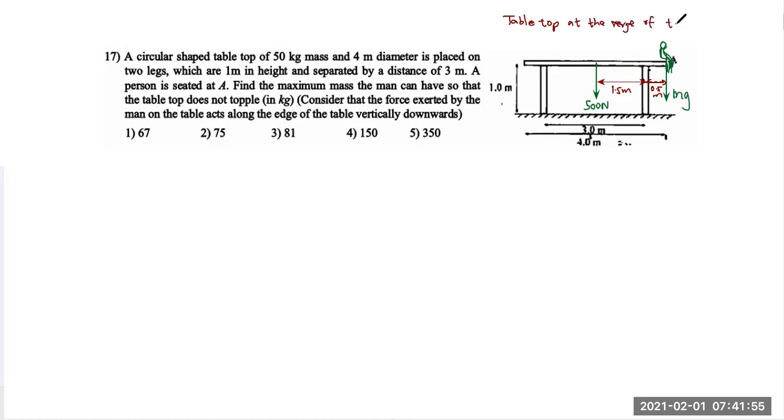If the tabletop is at the verge of toppling, what's going to happen now? If the tabletop is going to topple, if the man is seated here, this part is going to go down, this part is going to go up. Here it's going to go up, here it's going to go down. Right? That's common sense. So when the tabletop is at the verge of toppling, why am I using the term at the verge of toppling? Because they are asking for the maximum mass of the man. Therefore, we can assume that the contact of the tabletop with the leg at this part is almost vanishing. It's almost disappearing. Therefore, you can say R is 0 at this point.